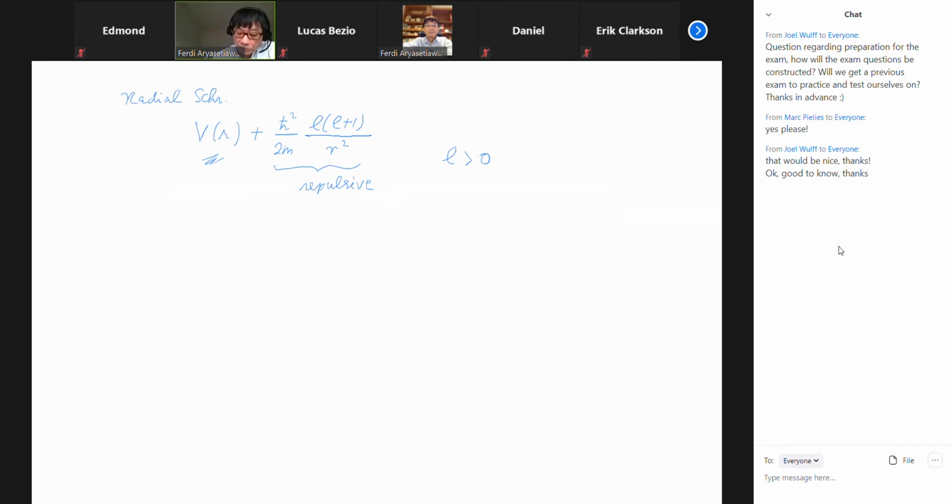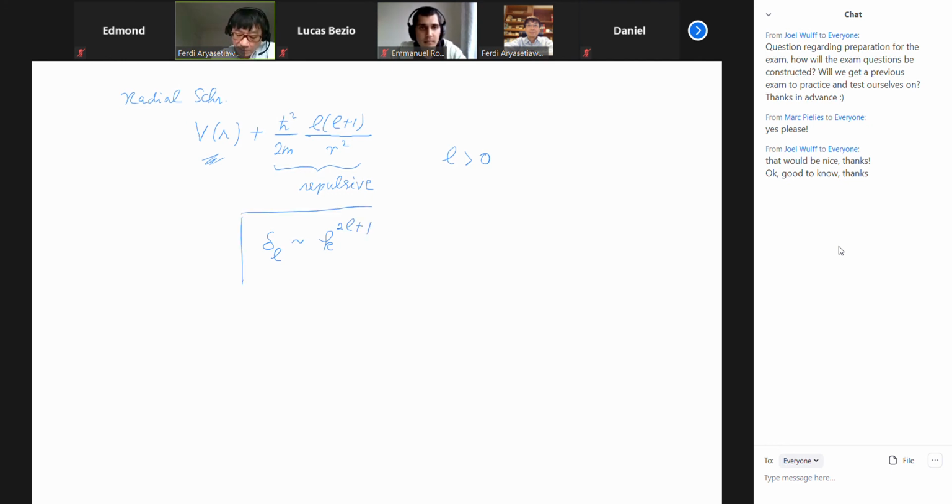So you can also show by making expansions that the phase shifts will go like k to the 2l plus 1. We didn't derive it here, but it is not difficult to do. It's just a matter of expanding the Bessel functions and the irregular solution. You'll find that it goes like k to the 2l plus 1. So that explains that if k is small, so if you have low energy scattering, then L equal to 0 is the most important.